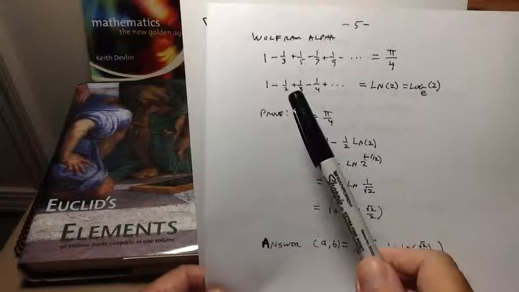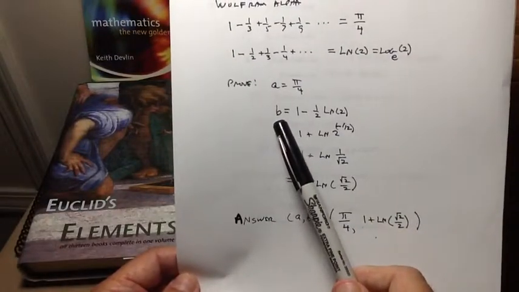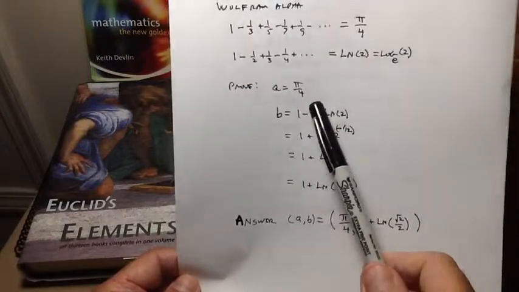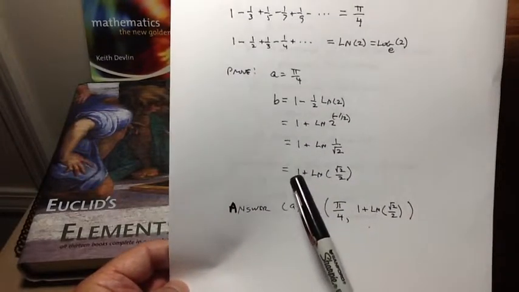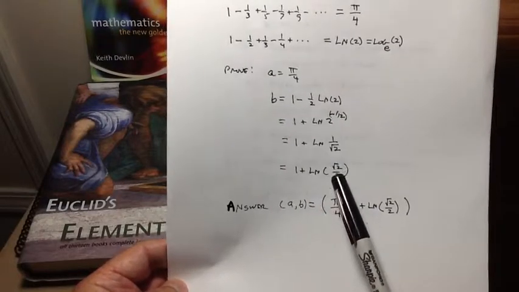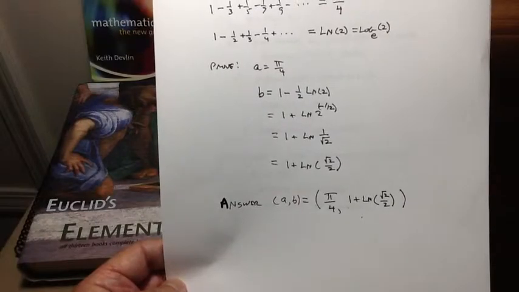Now, you're going to be able to prove right away that A is this series here. It's pi over 4. B is a little more complicated, a little more work. It's going to end up being 1 minus 1/2 natural log of 2. And if you use the facts about logarithms, you get down to 1 plus natural log of square root of 2 over 2. And so that's going to be the answer. So those will be a real nice exercise for you Tier 4 grads.